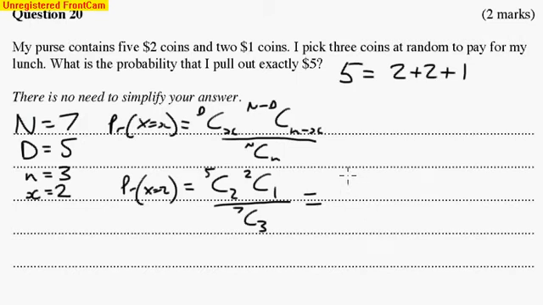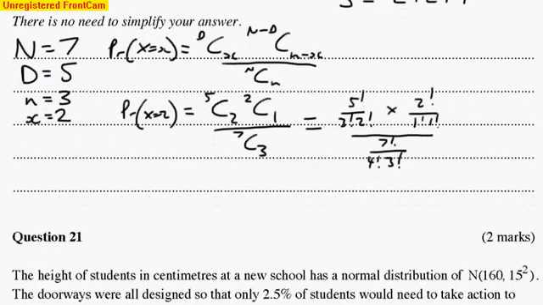Replace that with all factorials, so that's 5 factorial over 3 factorial 2 factorial times 2 factorial over 1 factorial 1 factorial, and that's over 7 factorial over 4 factorial 3 factorial, which we should then simplify. It says there's no need to simplify your answer, so I imagine that if we were to stop there, that would be just fine, but these don't look too unpleasant. They're all pretty small numbers. I might just keep going with that.